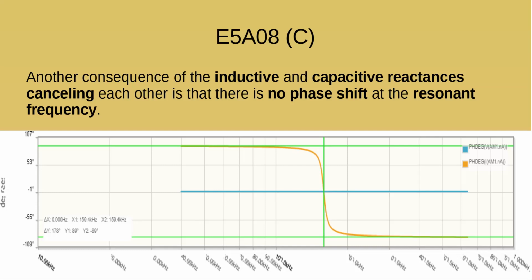When you see the... what is the yellow line? Voltage? Or I can't read it. Current. So the current is 90 degrees out of phase at the lower frequency. At resonance, it starts changing phase.